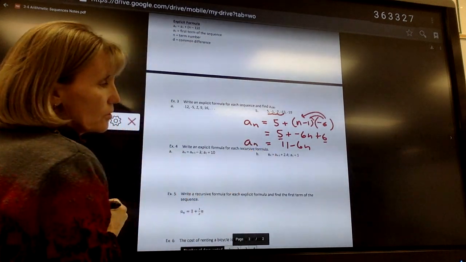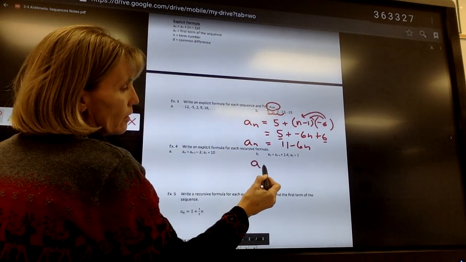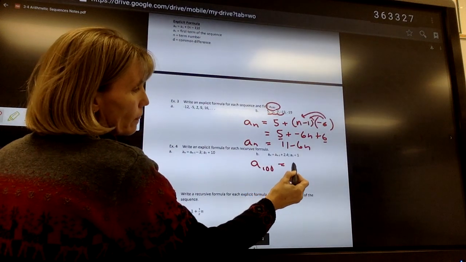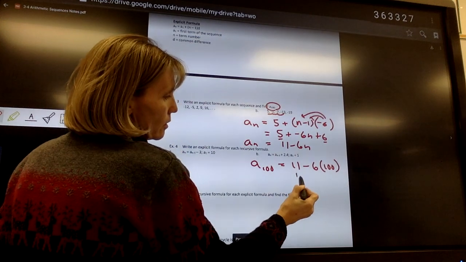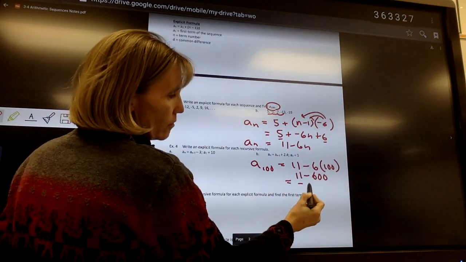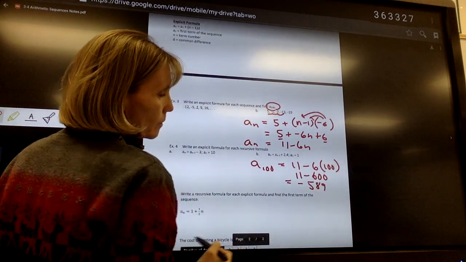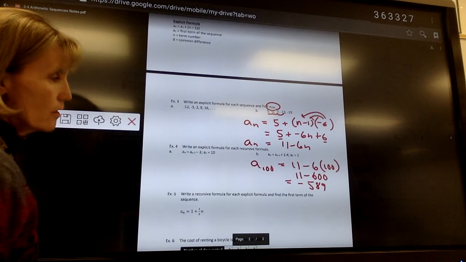That would be your explicit formula, and then if you want to find the 100th term, you're going to plug in 100 for n. Say 11 minus 6 times 100, 11 minus 600, and you're going to get a negative 589. So if I listed out 100 terms, I'd be at a negative 589.